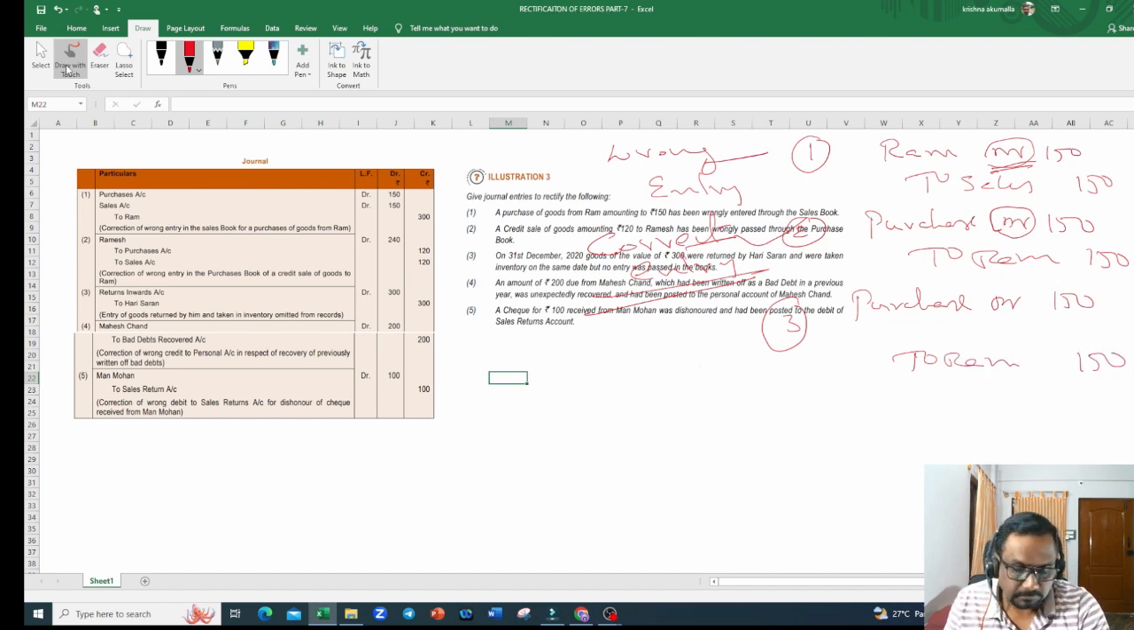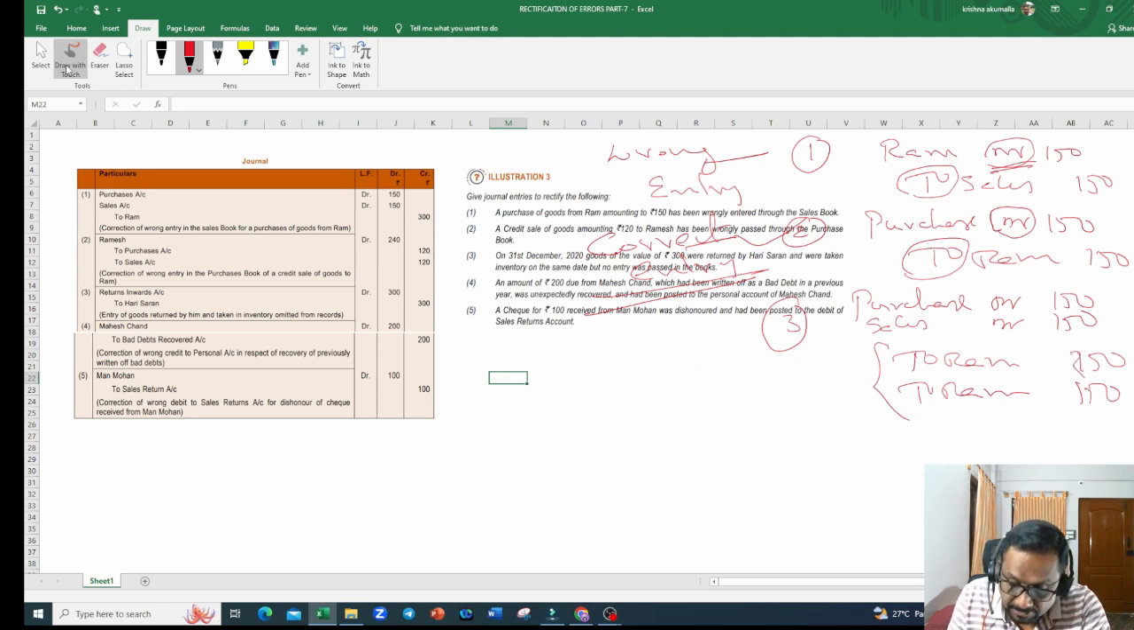Clear? This is one. Next, we credited sales account. We shouldn't have credited sales account. That has to be rectified. If you want to rectify the credit, you need to debit. So sales account debit 150. We have to credit RAM. We need to credit RAM account 150. See, one more thing: two times RAM is not required. We need to club together and make it 300.